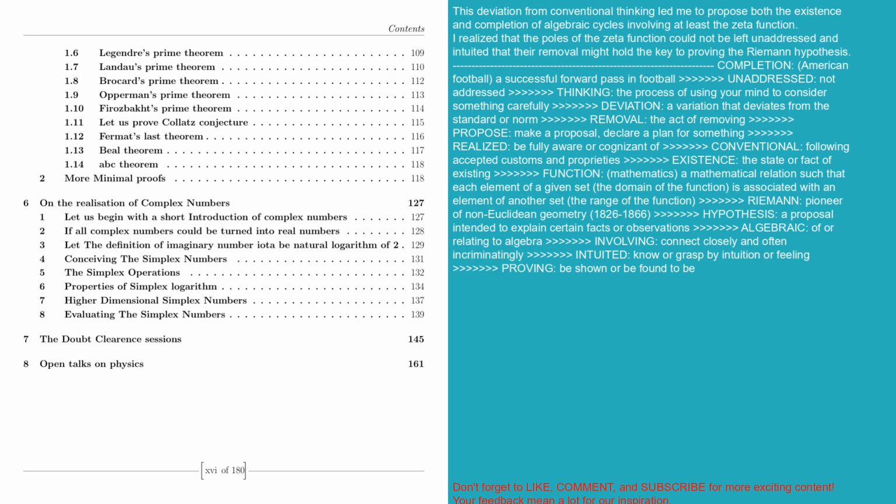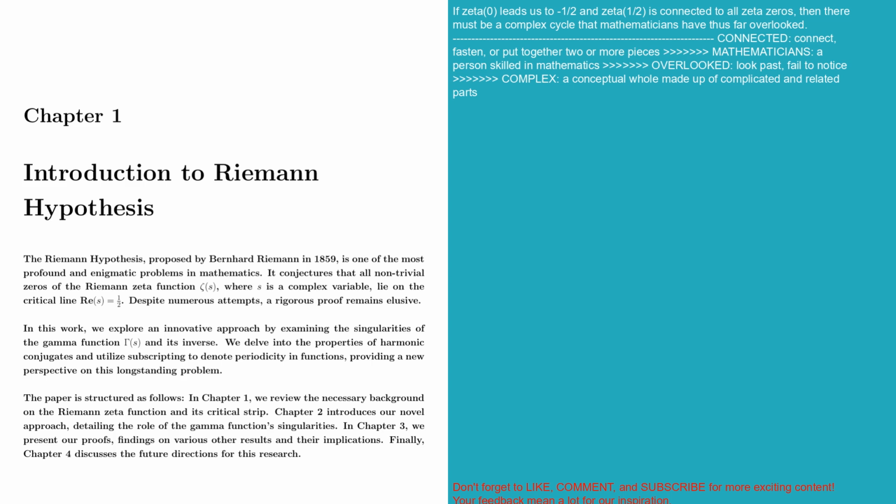This deviation from conventional thinking led me to propose both the existence and completion of algebraic cycles involving at least the zeta function. I realized that the poles of the zeta function could not be left unaddressed and intuited that their removal might hold the key to proving the Riemann hypothesis. If zeta(0) leads us to -1/2 and zeta(1/2) is connected to all zeta zeros, then there must be a complex cycle that mathematicians have thus far overlooked.